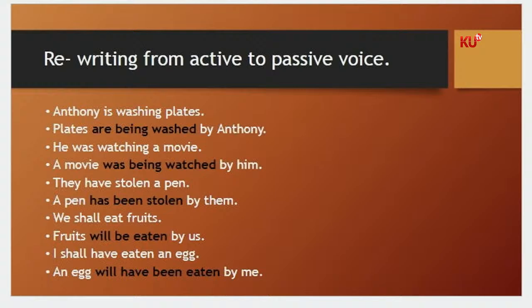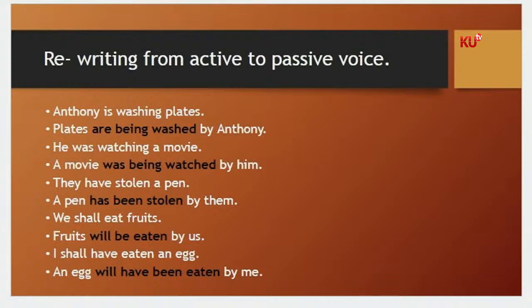Then we come to the next one. We shall eat fruits. That is future simple tense. So you say, fruits will be eaten by us. You can see "we", a subjective pronoun, changes to "us" when it comes to an objective pronoun, or a pronoun that takes the place of the object. So, fruits will be eaten by us.